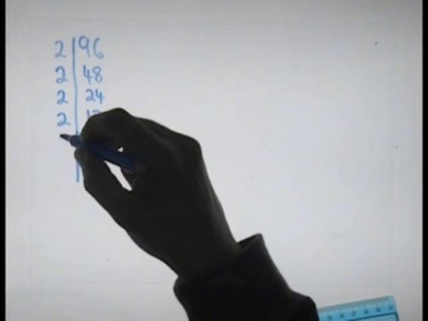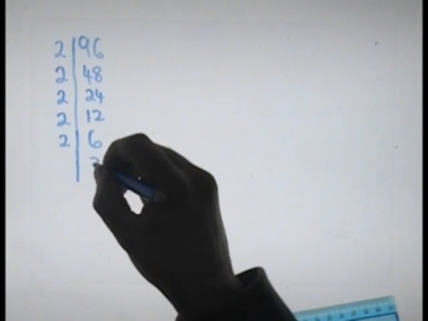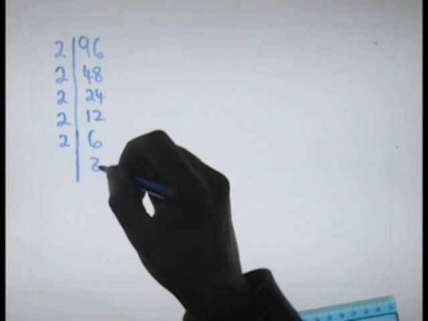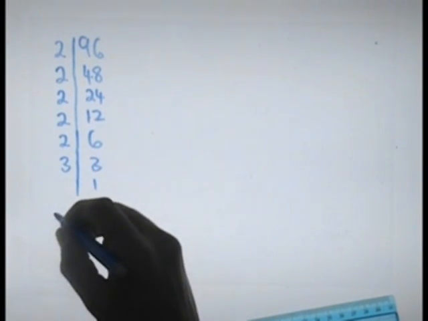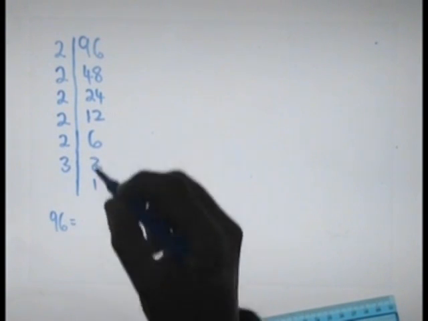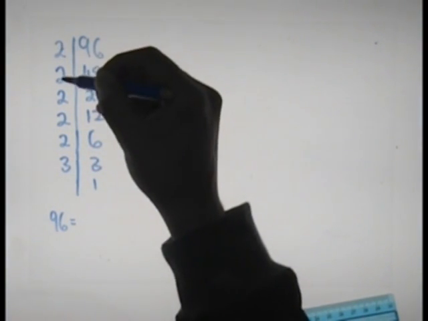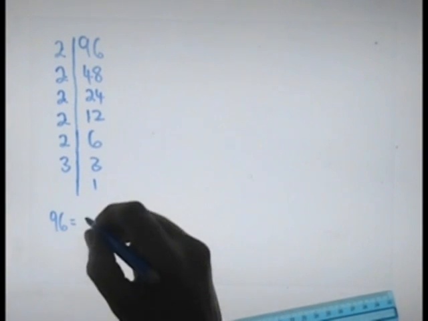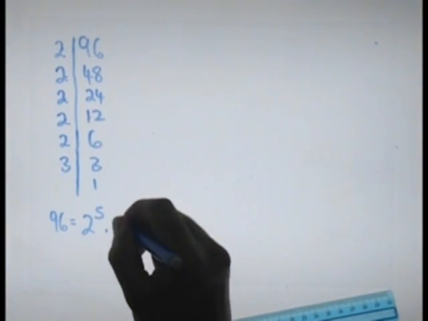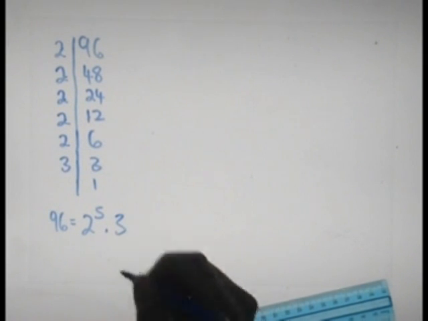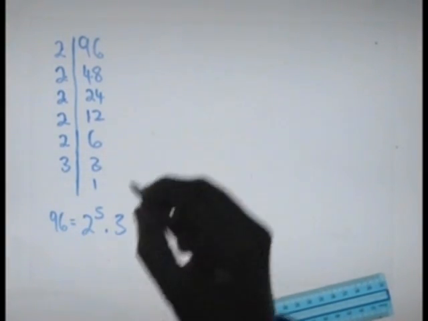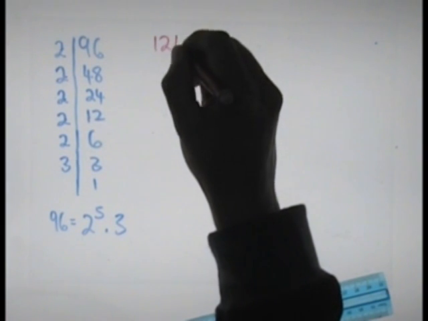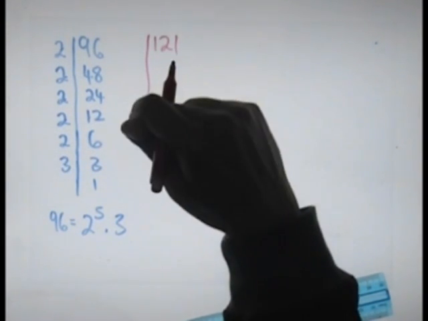Smallest prime number into 6 is again 2, and that goes 3 times. Smallest prime number into 3 is 3 itself, and that goes 1 time. That means that 96 is equal to 2 to the power 5 multiplied by 3 to the power 1, or just 3. The next one I gave you to do was the number 121. This is an interesting one. This is an easy one.